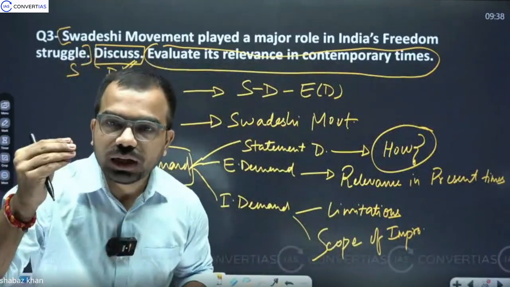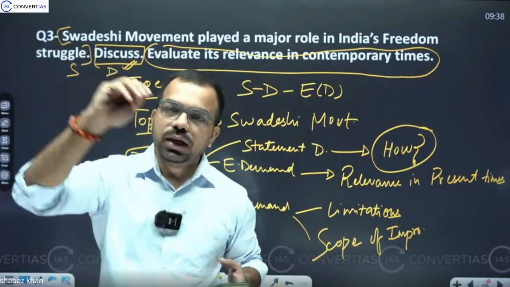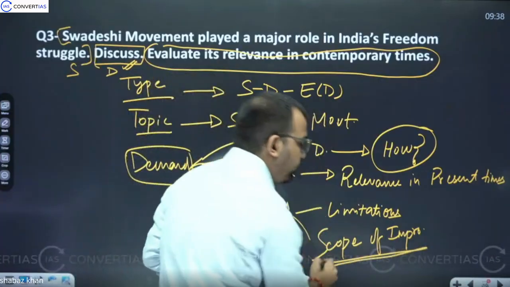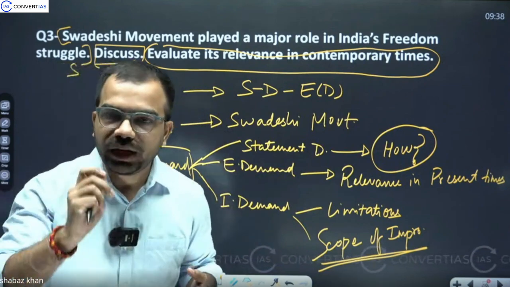In the historical context, we are saying something happened in history. It is relevant for present times. How can we modify this scope of improvement? How can we modify this? What will be the most appropriate subheading here?